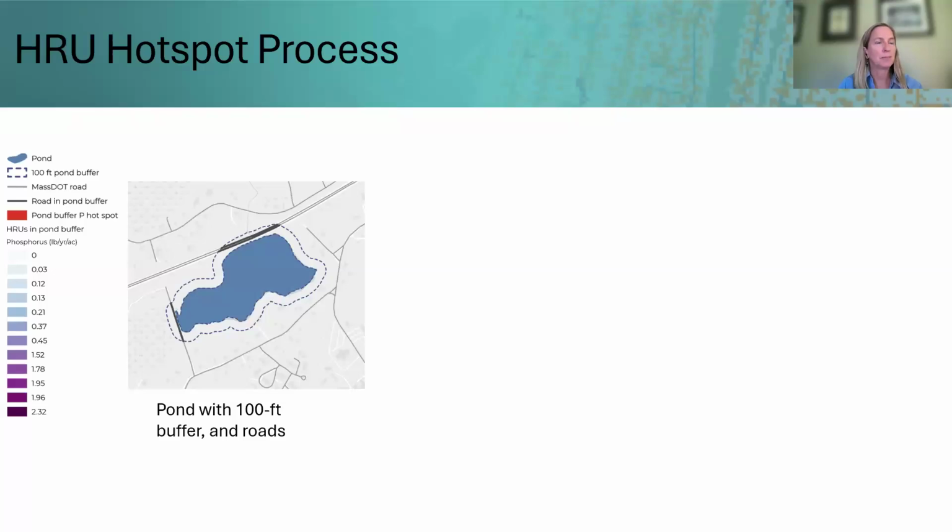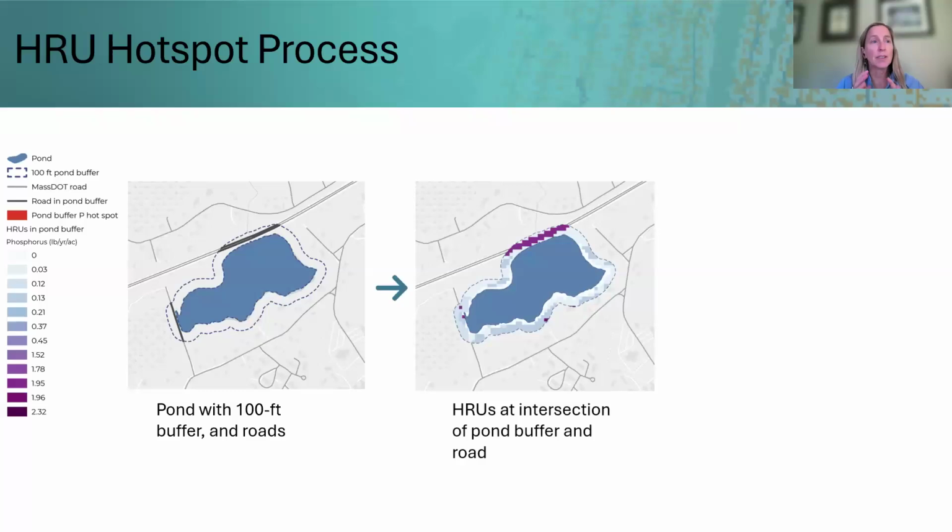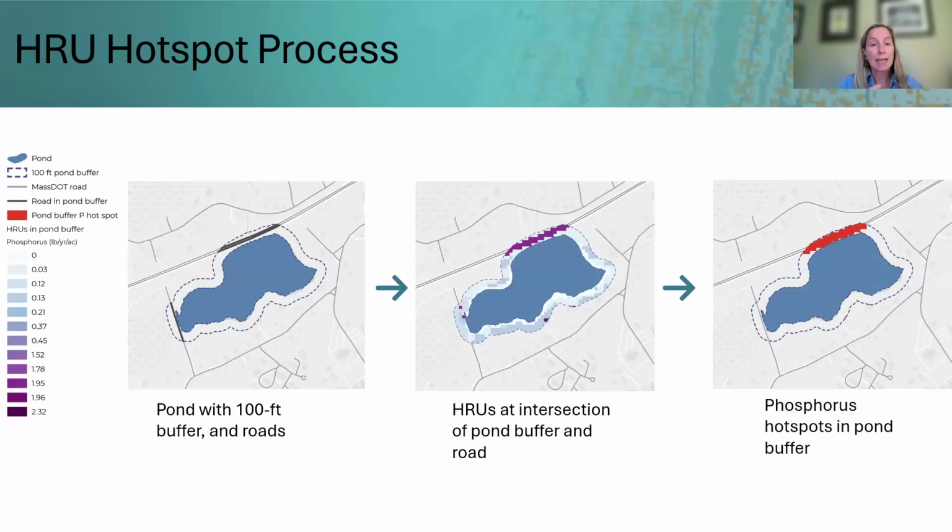Next slide, please. So this is the intersection of the 100-foot buffer around the pond with the roads that are within that 100-foot buffer. And so we generated HRUs for this intersection. Next slide. And we used those with 99% confidence as our hotspots. So that red area at the top there is showing where our hotspots are within the 100-foot buffer to this pond. And hotspots are essentially where the road HRUs are.